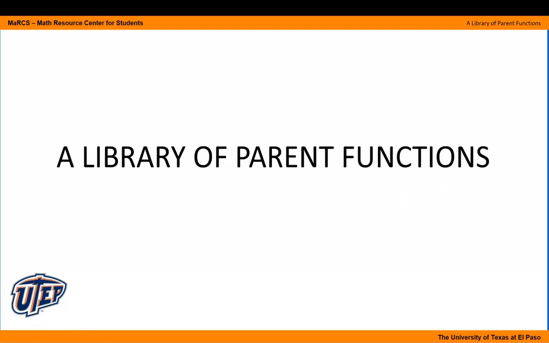Hello, in this section we're going to build on what we call a library of parent functions. A parent function is the simplest form of a function. It's the starting point before we apply any transformations like shifting or stretching. As we go through this lesson, I want you to focus on the shape of each graph and how the function behaves as x changes. Because once you recognize these patterns, graphing will become much easier. Let's get started.